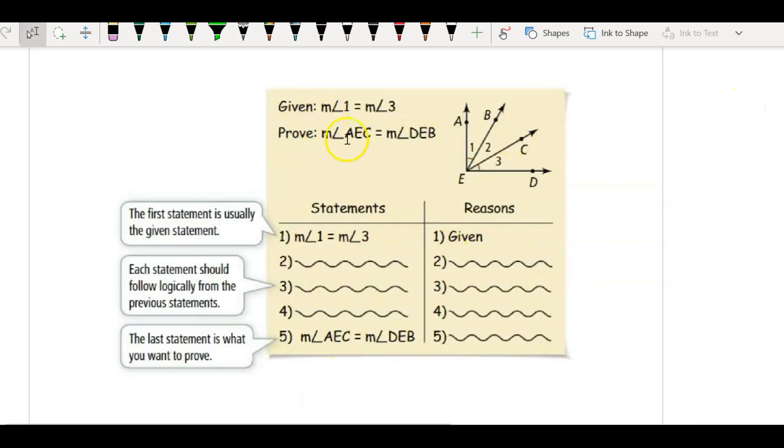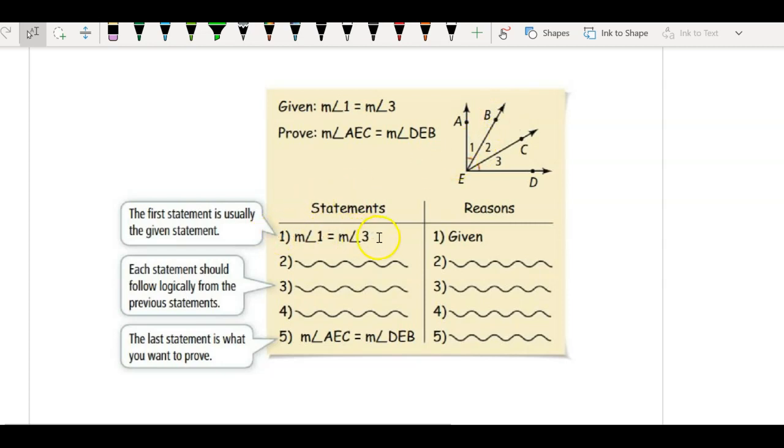So this is the general format of a proof. Sometimes they will give you a figure to look at, sometimes they will not. They will always give you a given statement. So in this case, they say the measure of angle 1 is equal to the measure of angle 3. And then I can see here that they have also marked it in the figure. And then they tell you what they want you to prove. So they want us to prove that the measure of angle AEC is equal to the measure of DEB.